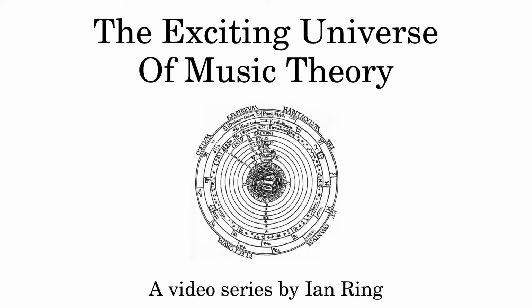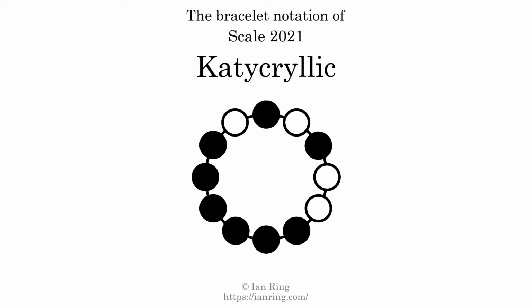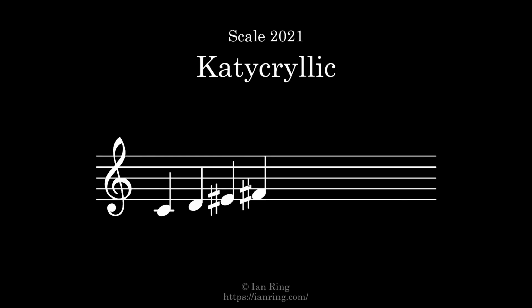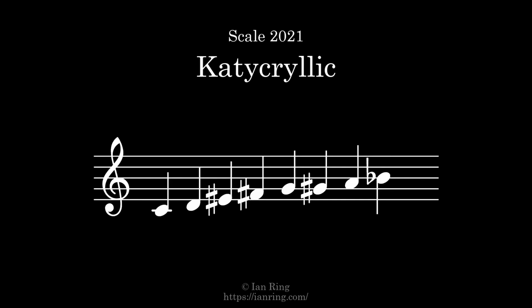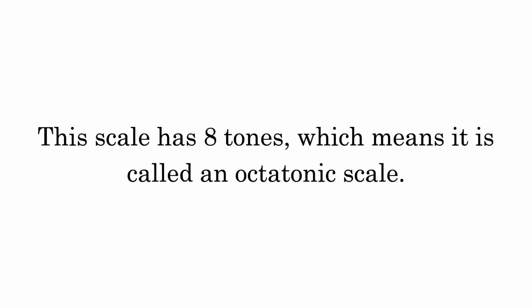Then let's begin. Today we will talk about Scale 2021, Katycryllic, which sounds like this. This scale has 8 tones, which means it is called an octatonic scale.